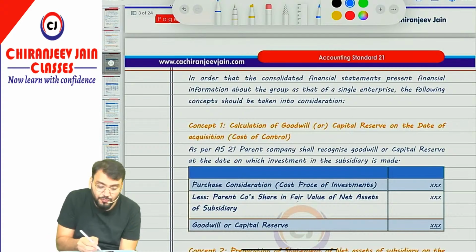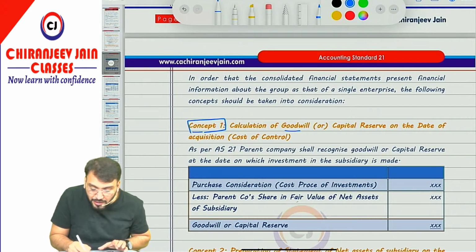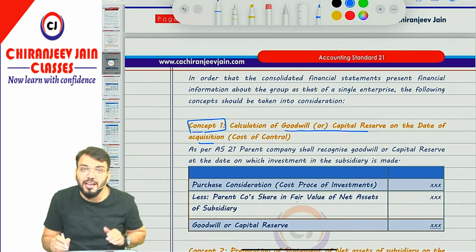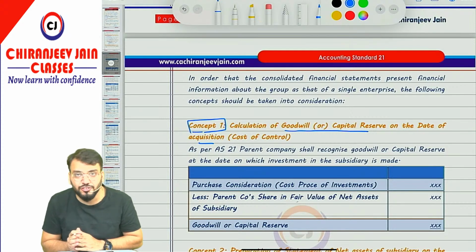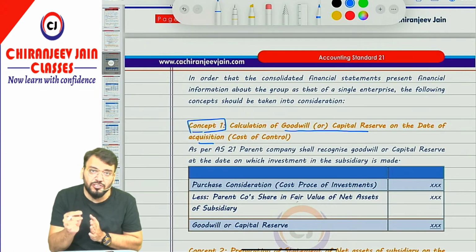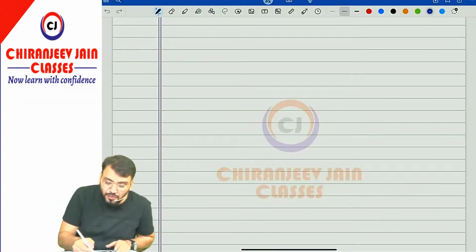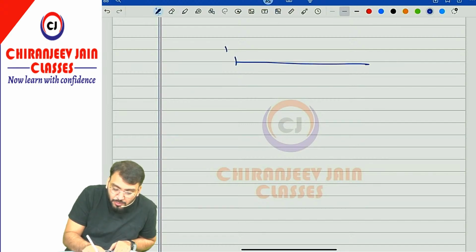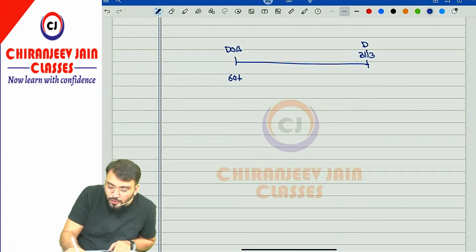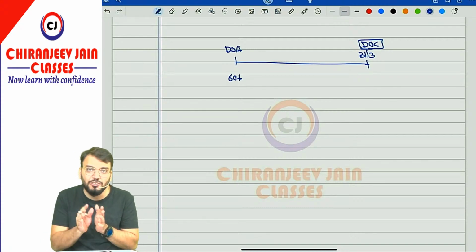Correct. Now coming to the first concept, I said small concepts are there. The first concept is calculation of goodwill or capital reserve on the date of acquisition. So always we calculate goodwill and capital reserve on the date of acquisition. Date of acquisition is the date when control is obtained. So there are actually two dates from examination point of view. One will be known as the date of acquisition, when suppose 60% shares were acquired, and this might be the reporting date, 31st March. This is known as the date of consolidation, or reporting date. So there are two dates which you need to identify.